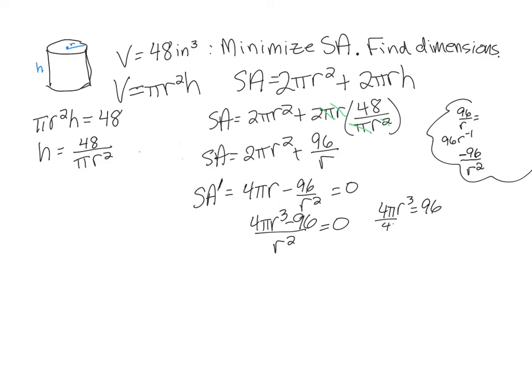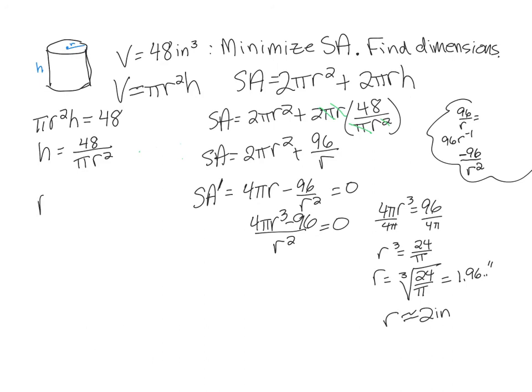I'm going to divide both sides by 4 pi. R cubed is going to be 96 divided by 4 is 24 over pi. And my r is going to be the cube root of all of that stuff. It's just a number. Stick it in your calculator and figure out what it is. And I get 1.969 inches. So I'm going to use 2 inches. Remember, that's the radius of the can.